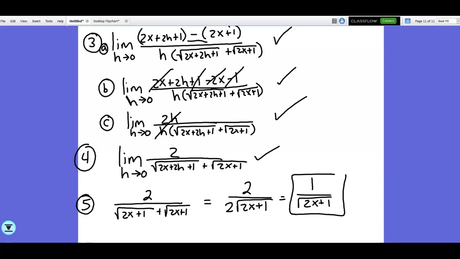Then for step 5, we're going to plug 0 in for h, which causes that to go away, and you end up with this. And since those 2 radicals are the same, we can combine them together as 1 and 1, making 2 of those radicals. And then once again, you guys do get to reduce, and you have 1 over the square root of 2x plus 1. So that would be your final answer for that particular problem.